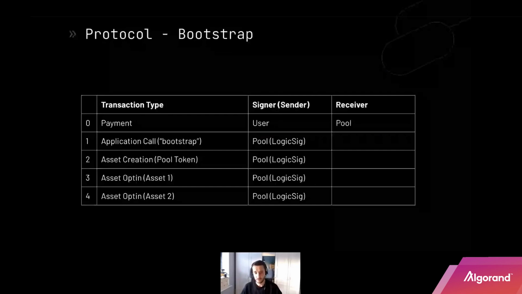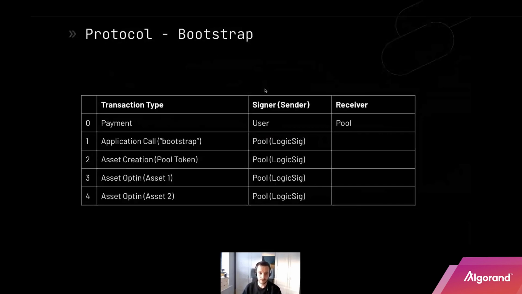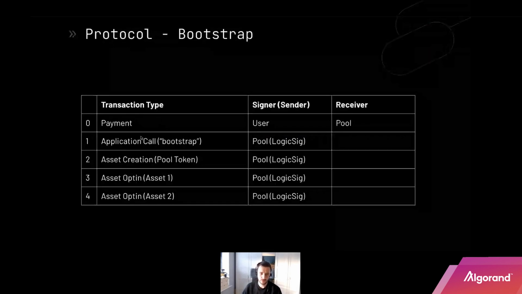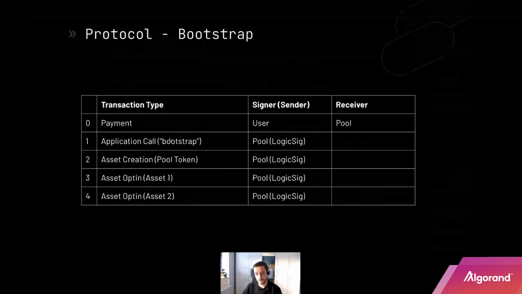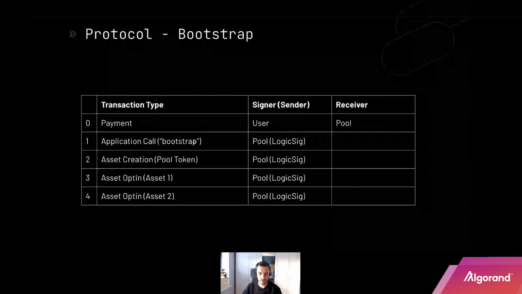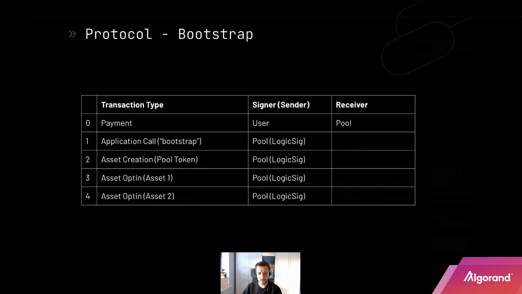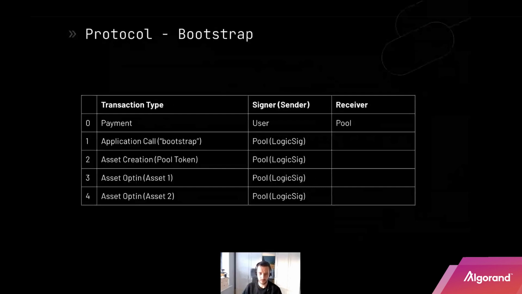So we said it's an entirely permissionless system. So that means that anybody can create pools. There's no special users who can create pools. The pools are not created by the Tinyman organization. So pools are created by a Bootstrap operation, which is basically just a way of creating a pool account and initializing it. So the user submits a few transactions, and one of them is an application call to the Validator App with an argument of Bootstrap. The second is an asset creation transaction to actually create the pool token, which is going to be owned by the pool account. And then the pool needs to opt into asset 1 and asset 2, and these all need to be signed by the pool logic signature.